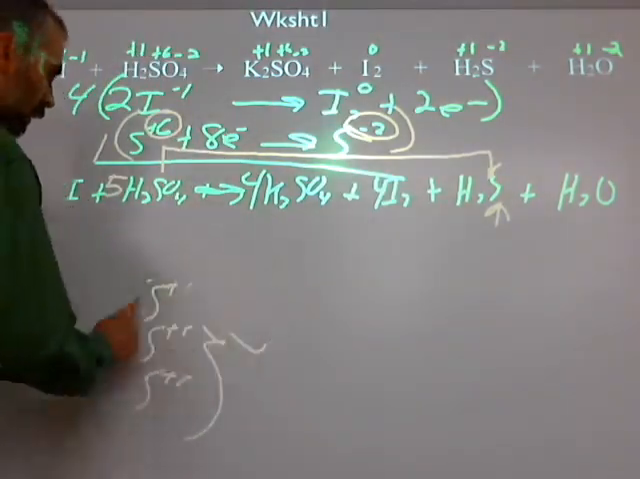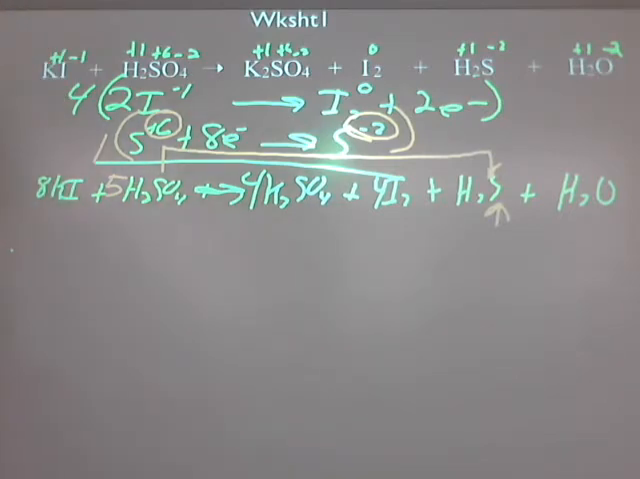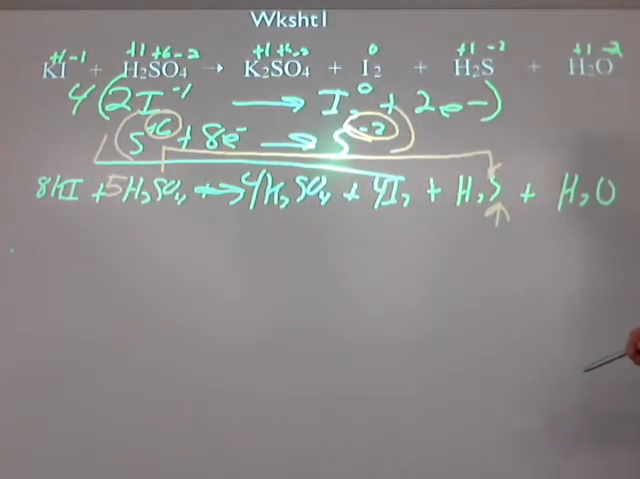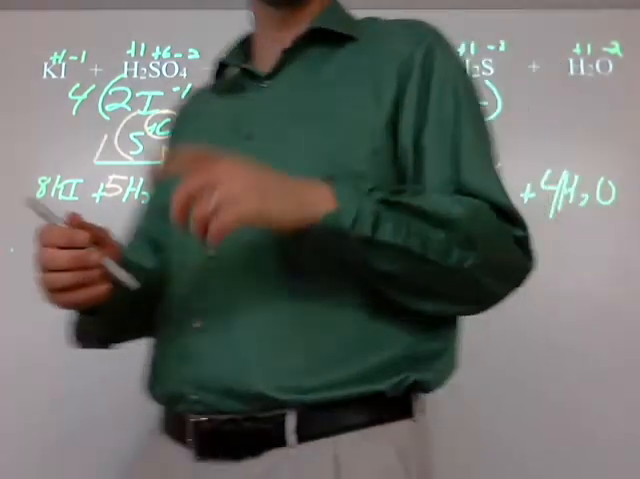Now, erasing all that. I'm still not done. What else do I have to do to balance this guy? Waters, right? I got 5 times 2 is 10 H's on that side. 2 of them are here, so I'll need a 4 there. 4 times 2 is 8, 8 and 2 is 10, right? Okay, good. Let's try the next one.